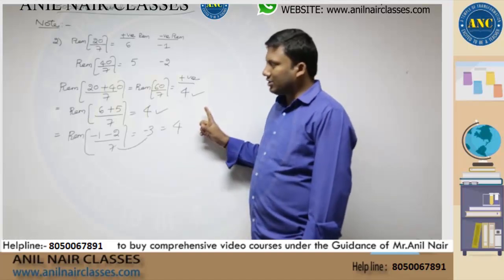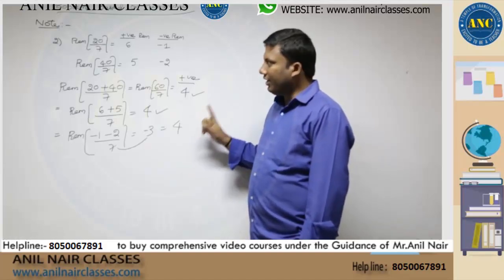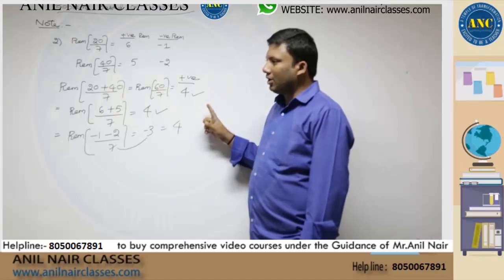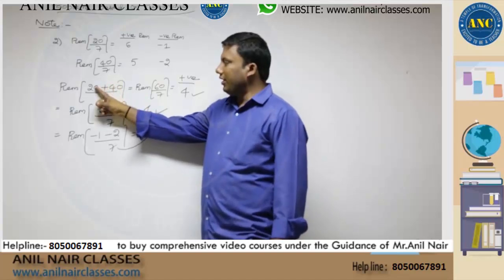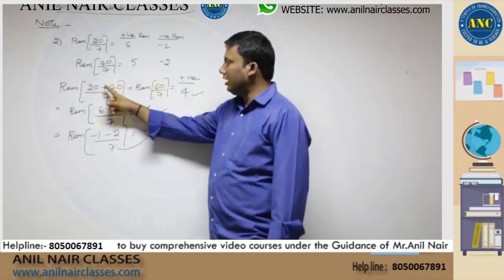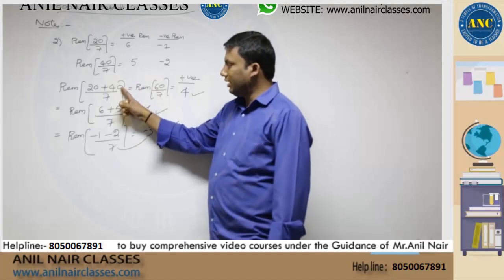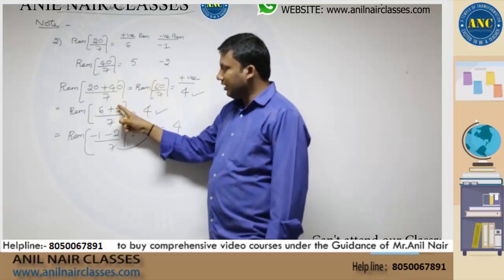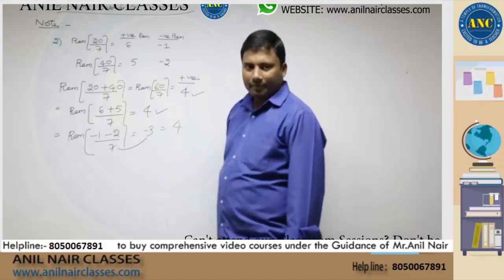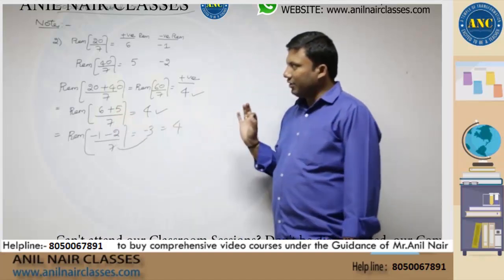Again I am repeating. Second example clear? Very, very important topic for multiple competitive exams. 20 divided by 7, 7 2s are 14, positive remainder is 6. 40 divided by 7, 7 5s are 35, remainder 5. 6 plus 5, 11. 11 divided by 7, 4. Listen carefully to every problem.